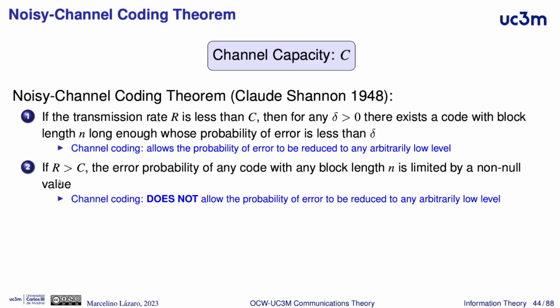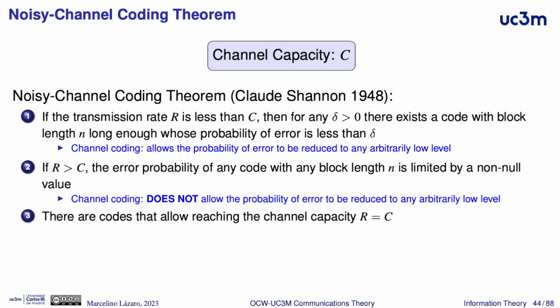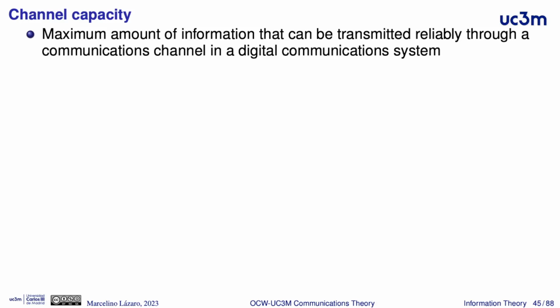But if the coding rate R is greater than the channel capacity, this is not possible. There is a bound for the probability of error, and it is not possible to reduce arbitrarily the probability of error. And Shannon also stated that there are codes that allow reaching the channel capacity. Therefore, the channel capacity is the maximum amount of information that can be transmitted in a channel with reliability.